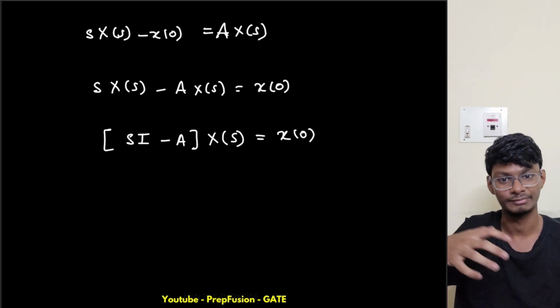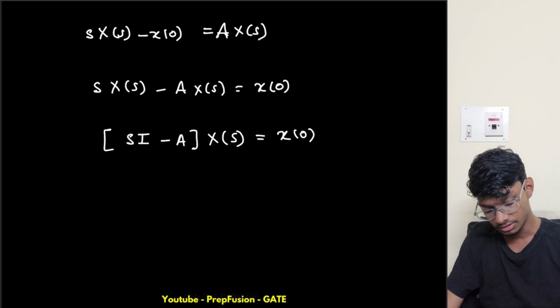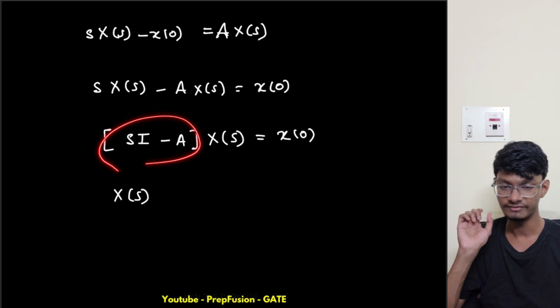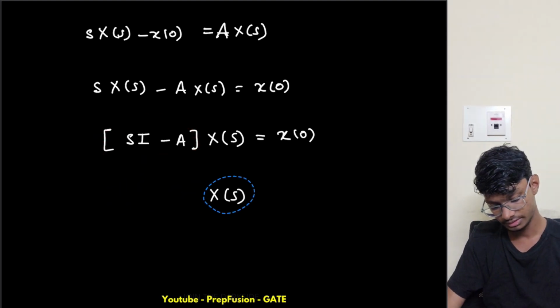I made the mistake. Mistakes can happen with me also. So now what I will do is take the pre-multiplication of the inverse of this. So pre-multiplication of this one. Okay, let me write this.